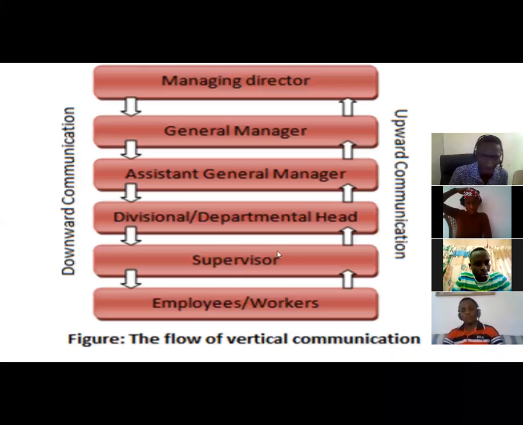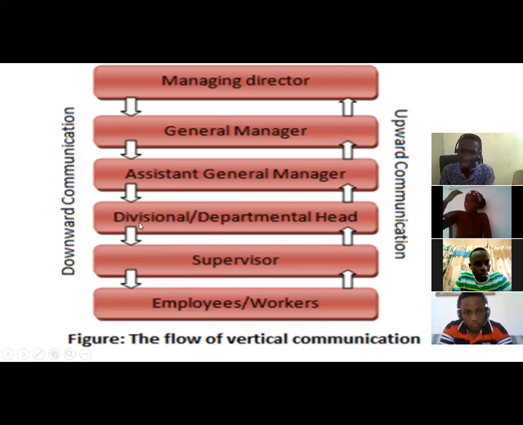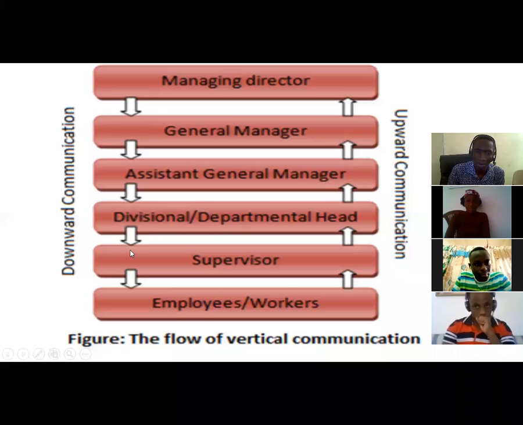All right. So look at this particular diagram now. Look at the left side. You see downward, you see upward also at the other side. Look at it down. You see that the information, look at the arrows from managing director to GM, general manager, to assistant general manager, to divisional or departmental head, supervisor, and employees. You see that the information is coming from the top to the down. And all those at the top here have more authority than those at the down here. That is called downward. If you look at the right side, you will see information. Look at the arrows there. The information is coming from those at the down to those at the top, which is called upward communication. Any question?